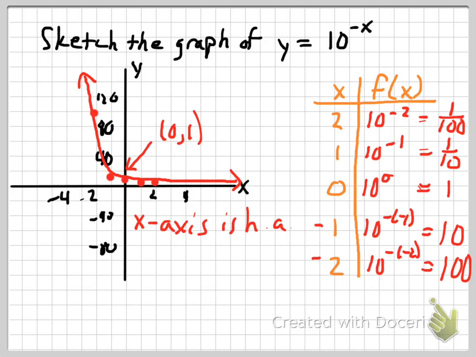Happens every time until you start introducing translations or reflections or dilations or those types of things, which we're actually going to do in the next video. Okay, there you go. Pretty simple, right? And I already told you that this was decay because of that negative exponent right there.